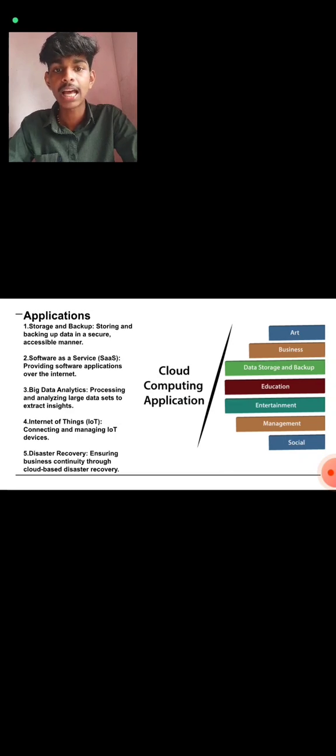The cloud computing applications. Storage and backup: storing and backing up data in a secure, accessible manner. Software as a service: providing software applications over the internet. Big data analytics: processing and analyzing large data sets to extract insights. Internet of Things, IoT: connecting and managing IoT devices. And disaster recovery.